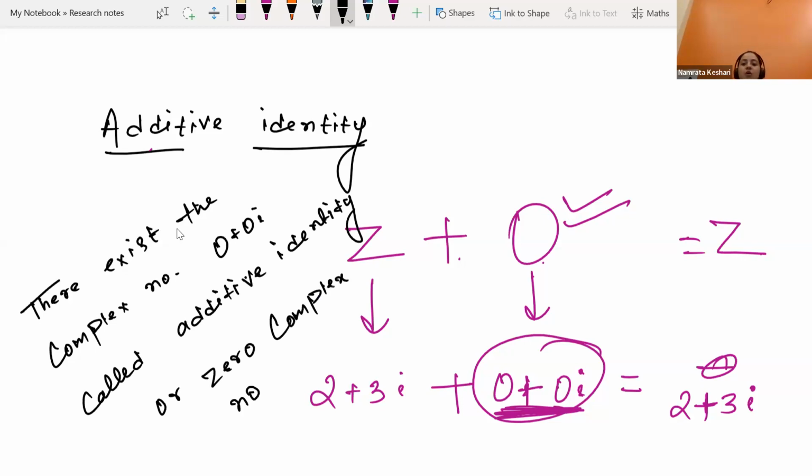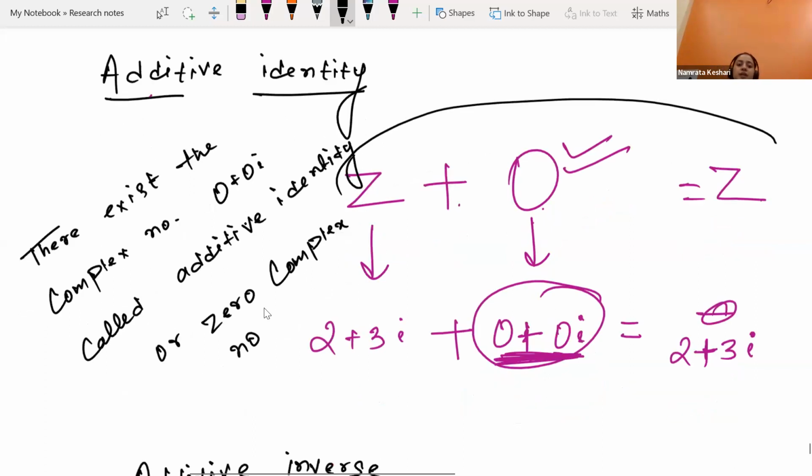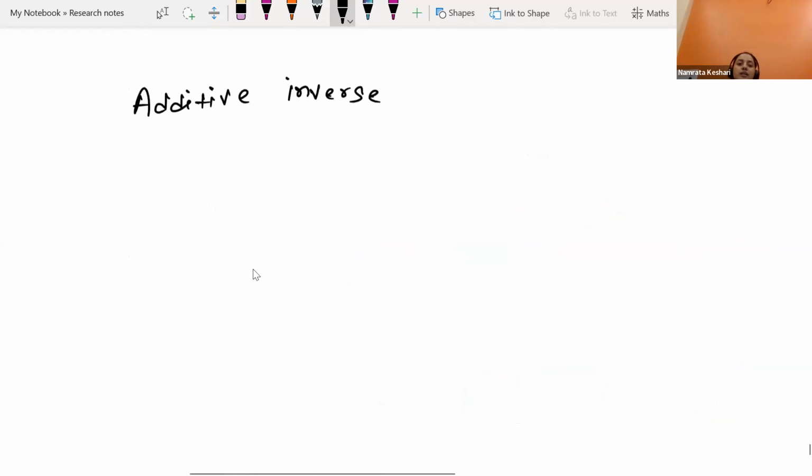And why is it called that? We have discussed the same, right? There exists an additive identity, that is 0 plus 0i, for any complex number. For any complex number, the additive identity will be the same, that is 0 plus 0i, or you can also call it just 0, right? Any confusion so far, Ali and Alina?